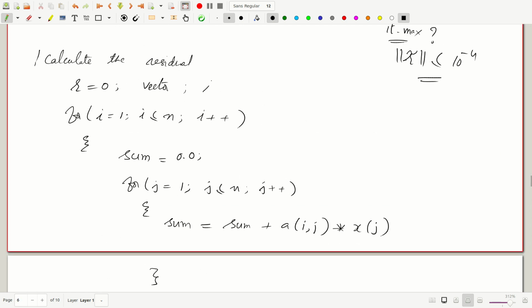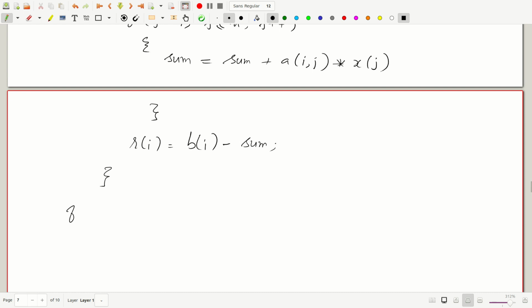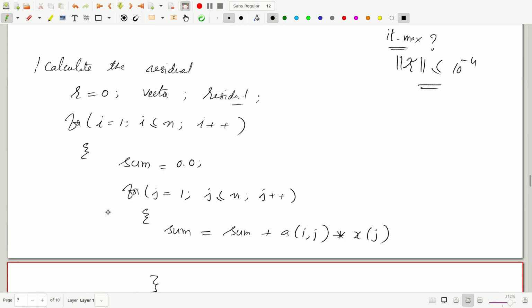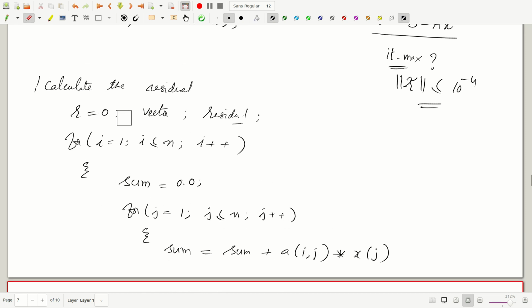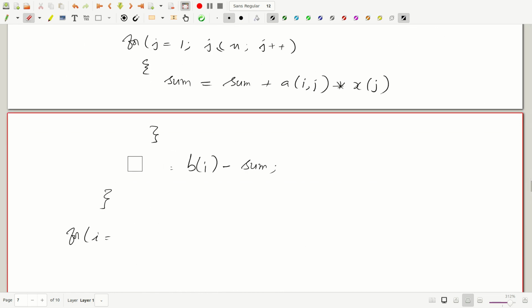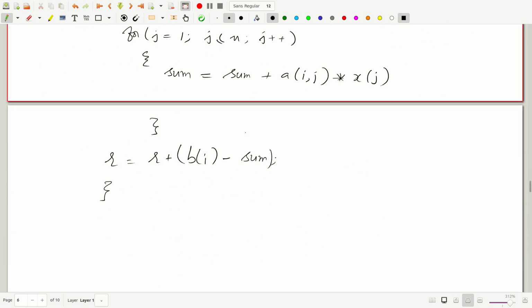So I can say residual as another variable. Or I can just say r equals r plus b minus sum. That will basically give me a final value for the residual, which is a scalar. Okay, that's fine. So basically we have a residual. Now this residual can be used to check for convergence.